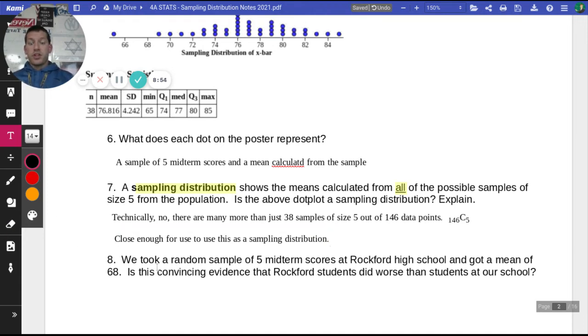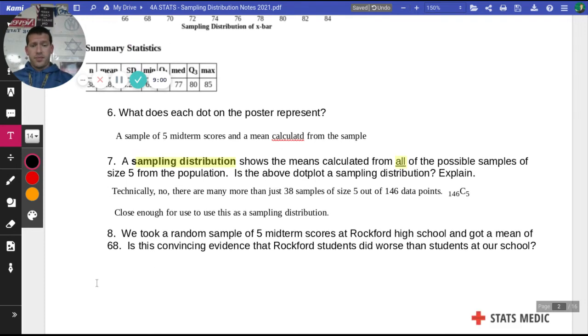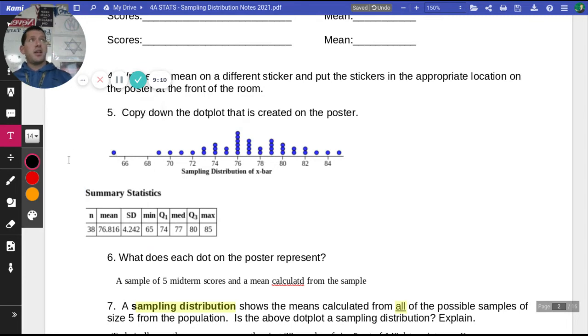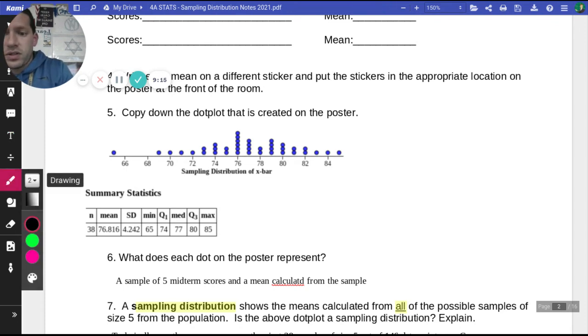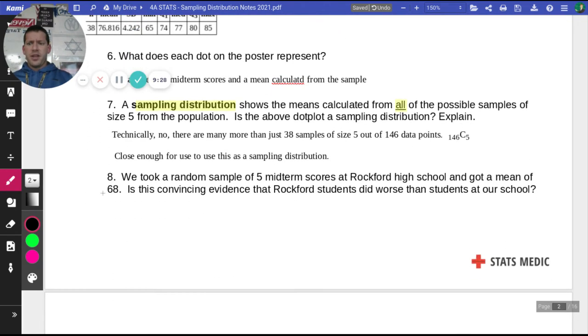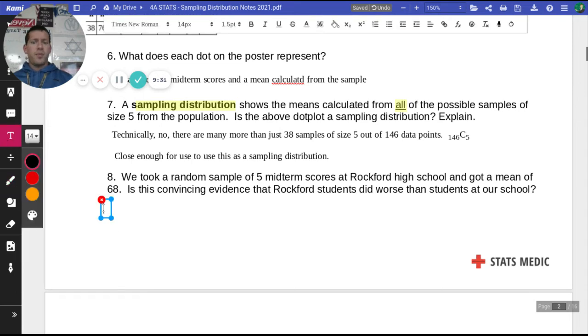So we took a random sample of 5 scores at this high school and got a mean of 68. So that's a different high school. So on this graph here, it looks like we don't have many scores below 68. In fact, out of these 38 scores, it looks like 1 out of 38 was at 68 or below. So that 1 out of 38 is pretty low.